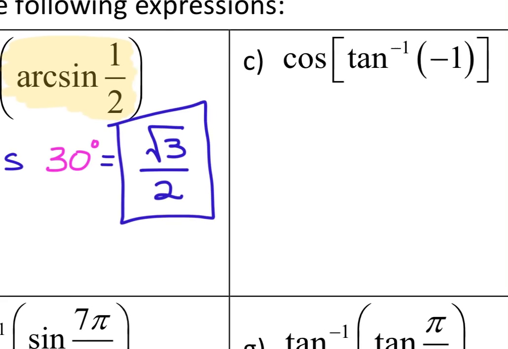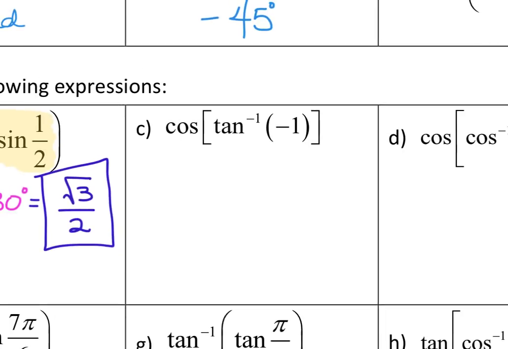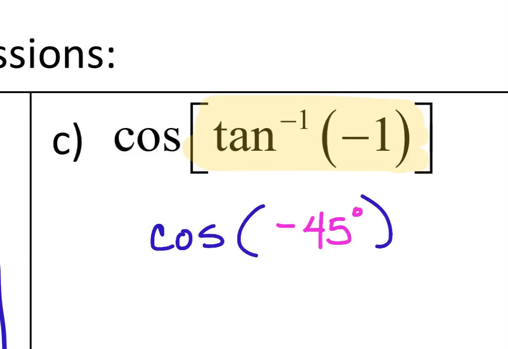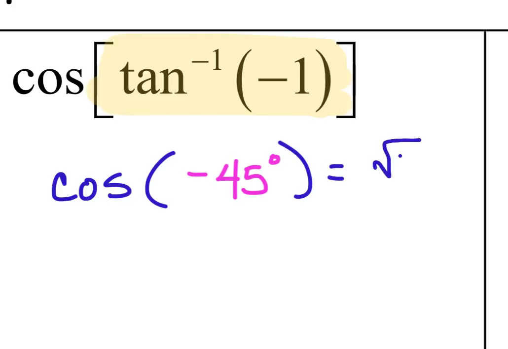Now let's start looking at some other quadrants. The answer to inverse tangent of -1 is negative 45 degrees. And then the cosine of negative 45 degrees does not have any restricted domain or range because it's just cosine, it's not inverse cosine. Negative 45 is a fourth quadrant angle. Cosine is positive in the fourth quadrant, and so your answer to this is going to be radical 2 over 2.